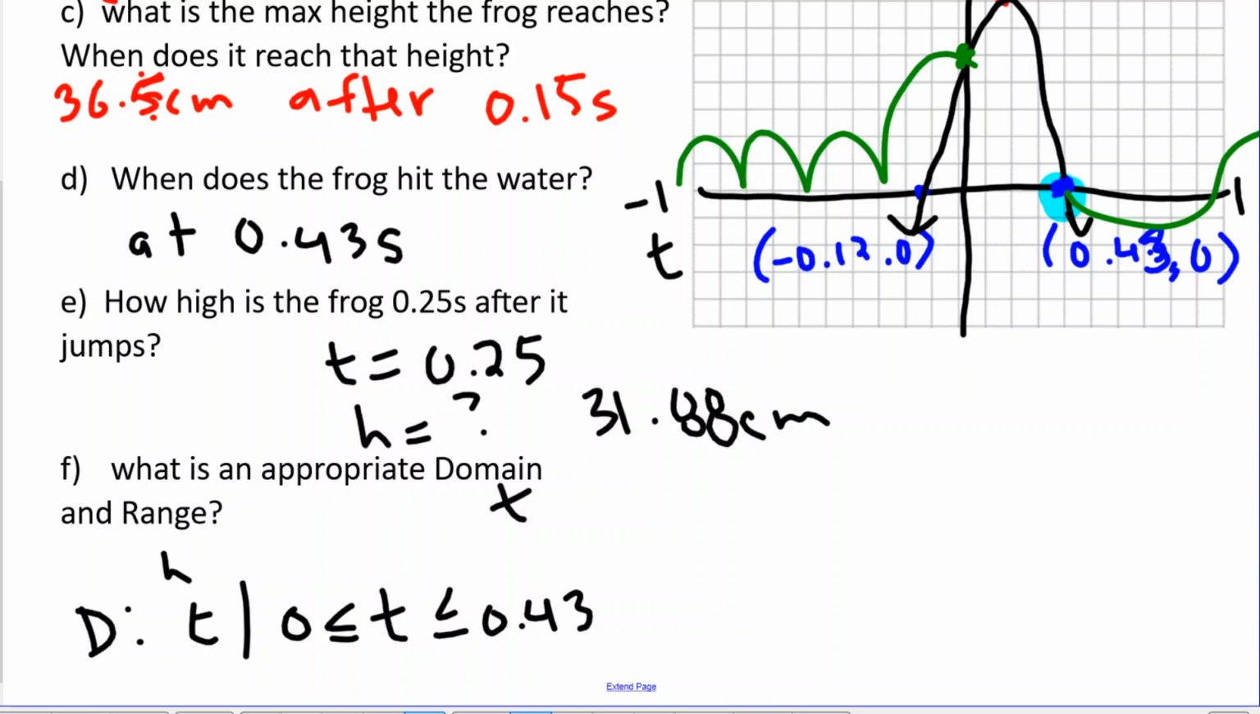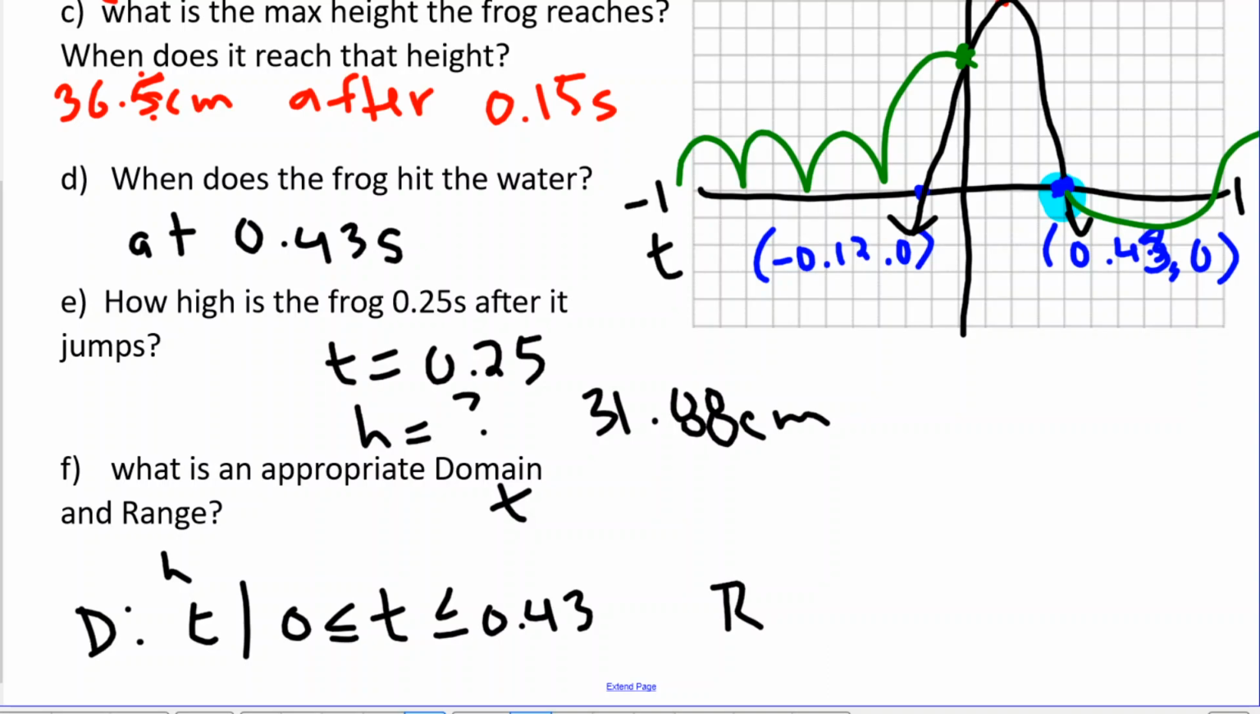I'm going to sandwich my t in there. I'm saying we're looking at times that are bigger than 0 seconds, but also smaller than 0.43 seconds, because I don't think any time outside of this domain will actually be modeled by this parabola.